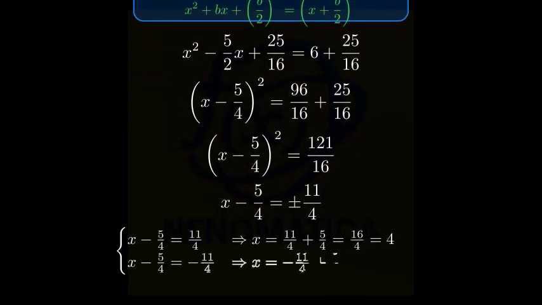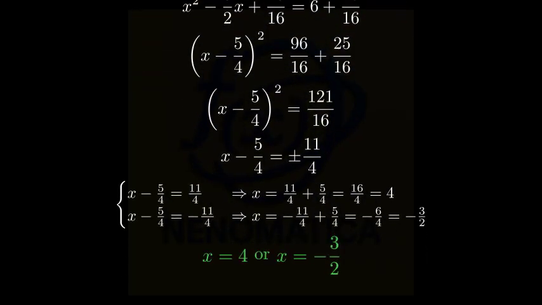Step 6. Split into 2 linear equations and solve for x. First, x minus 5 fourths equals 11 over 4, which gives x equals 4. Second, x minus 5 fourths equals negative 11 over 4, which gives x equals negative 3 halves.